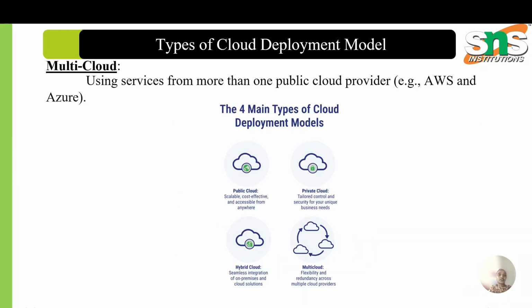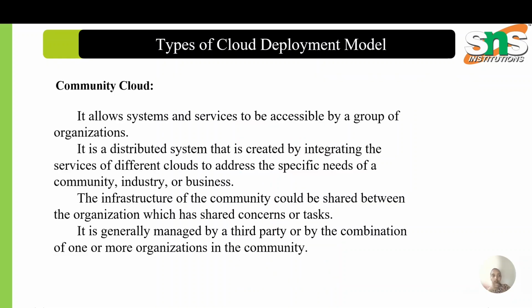Next is another type of cloud deployment model, multi-cloud. Multi-cloud is nothing but using services from more than one public service provider, for example AWS and Azure. That is a multi-cloud because there are many cloud providers. So that is called the multi-cloud deployment model.